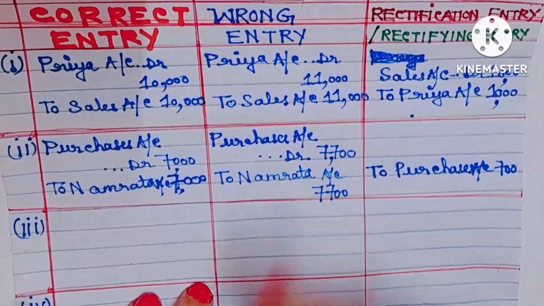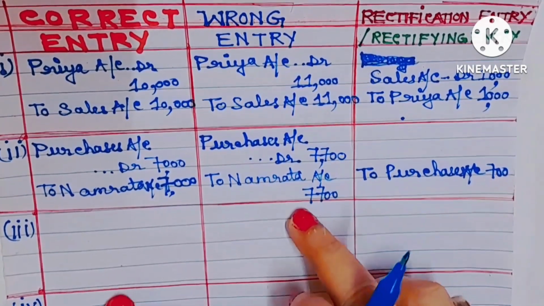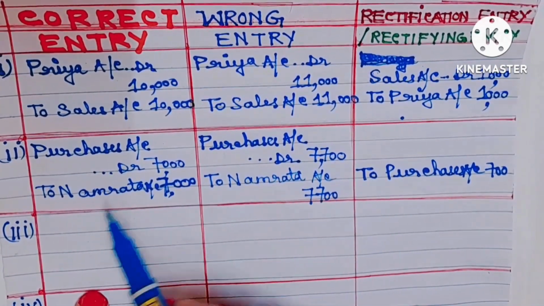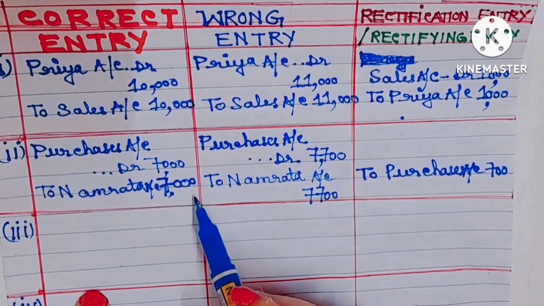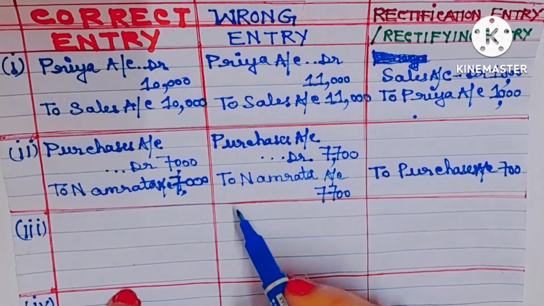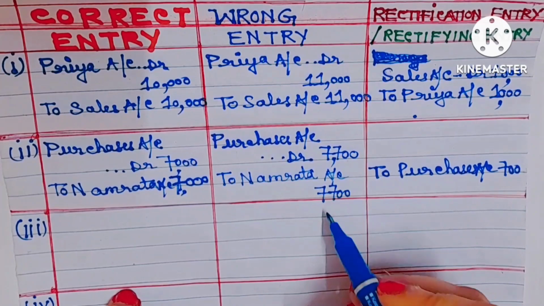Similarly, now let's compare the credit side. In the correct entry, to Namrata account 7,000, and in the wrong entry, on the credit side, to Namrata account 7,700.